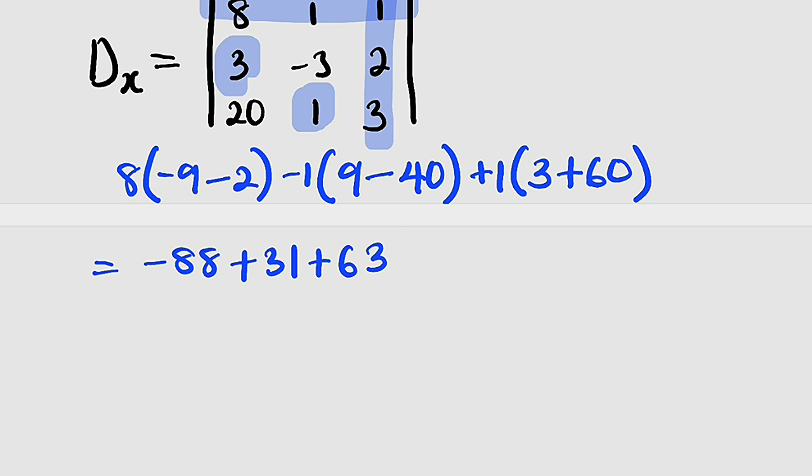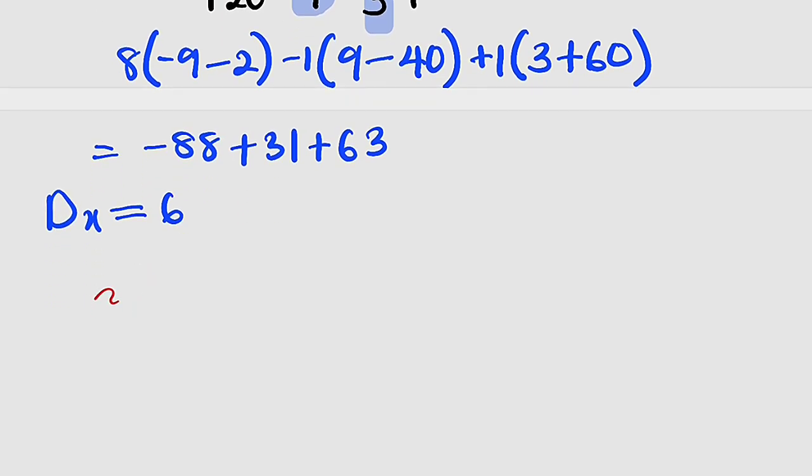Times 1 is still 63. We have negative 8, 8 plus 31, which is negative 57. Then we add to 63. That will give us 6 exactly. Therefore, the determinant with respect to x is equal to 6.